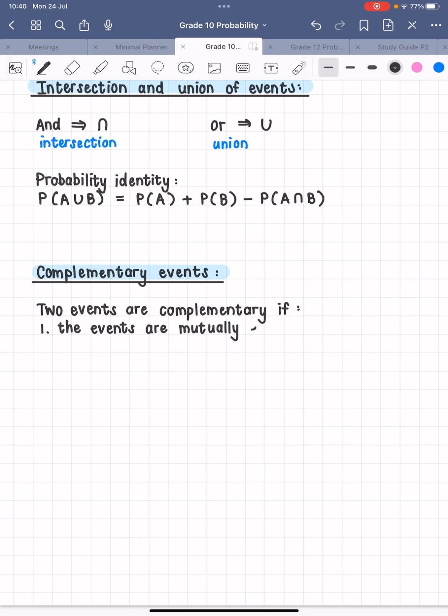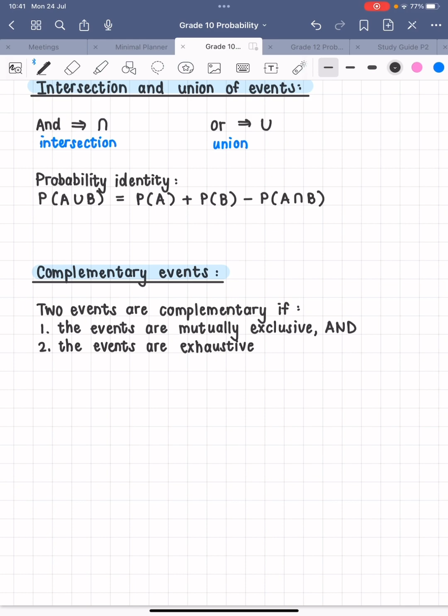the events are mutually exclusive, and I'm writing "and" in capital letters because it's very important. Second thing, the events are exhaustive. Now, we have spoken about these two terms separately before, but I am going to write them down again. Guys, the fact that it says "and" means that both of those conditions have to be met. Two events are complementary if they're mutually exclusive and exhaustive.